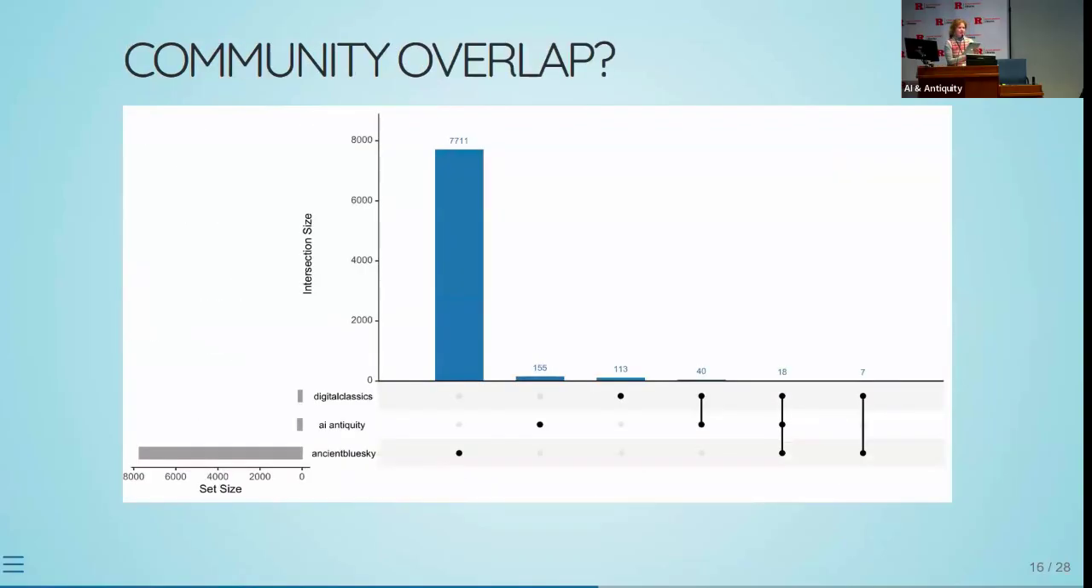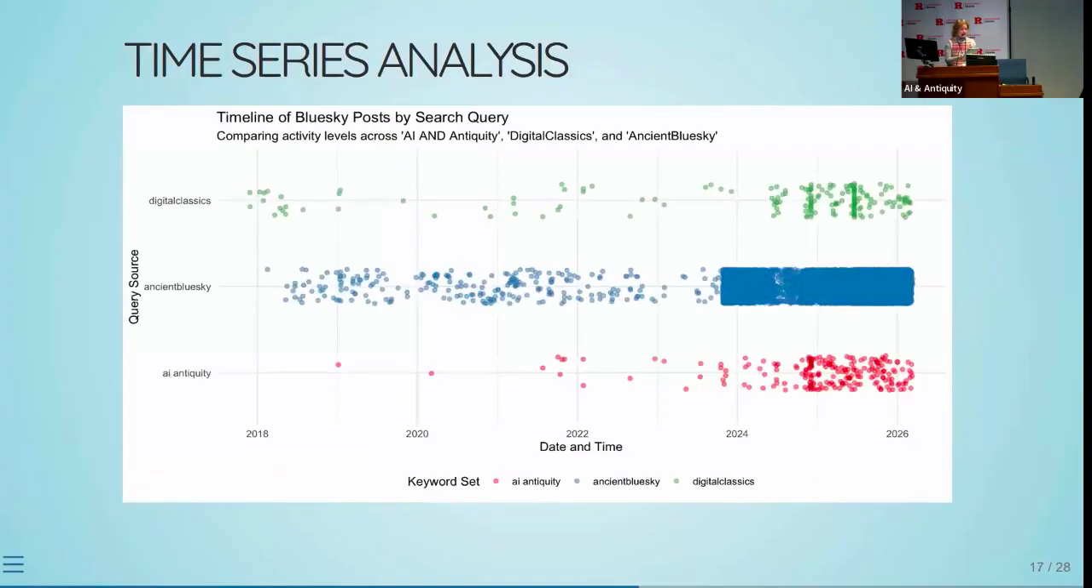Is there community overlap here? Not a whole lot. So you can see, again, Ancient Bluesky is huge. It dwarfs the others. And this is a plot that shows there are attempts to find overlap. And you can see that there are only 40 posts that participate in both the digital classics and AI antiquity communities, only 18 posts that cross all three communities, and just 7 posts that cross digital classics and Ancient Bluesky. So for whatever reason, these are fairly distinct communities.